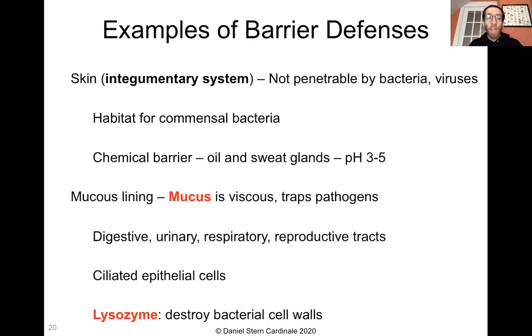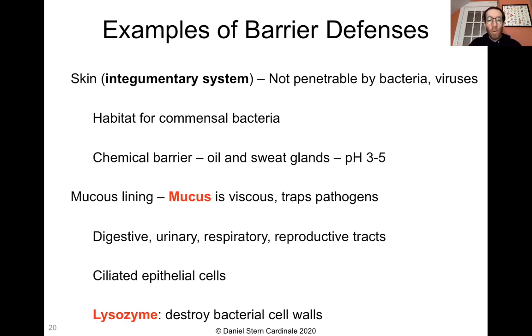Another barrier defense is the mucus lining of various parts of your body. So mucus is this thick, viscous material that traps pathogens. Think about mucus in your throat or your nose, right? Boogers are a really good example of mucus that is good at trapping pathogens. So we find mucus in our digestive, urinary, respiratory, and reproductive tracts. Basically, anywhere there's an opening into the body, usually there's mucus or some other substance that the body makes that's going to make it hard for pathogens to get into the body through those openings.